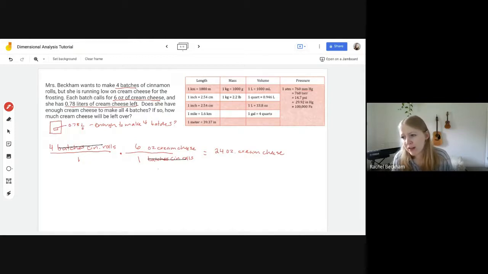Well, we need to get it into units of liters because it said that I have 0.78 liters in my fridge, and right now it's in ounces. We have it in 24 ounces. We need it to be in liters. So we're going to go up here to the volume section because volume is what we're measuring in right now. And I can see that 1 liter is 33.8 ounces. So I can use that. So I'm going to take this 24 ounces and rewrite it down here. Or if you have room on your page, you could just pick up right there. But it's always good to be neat.